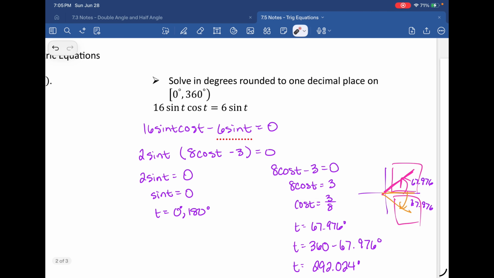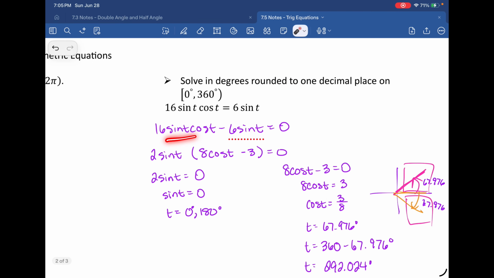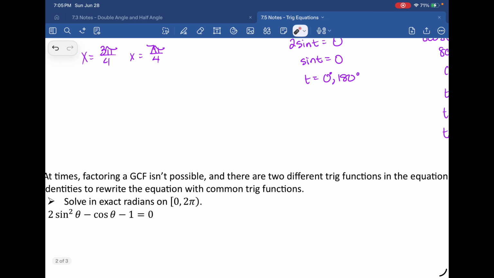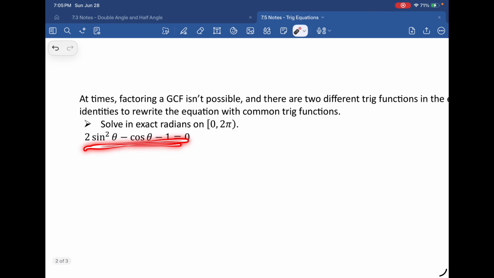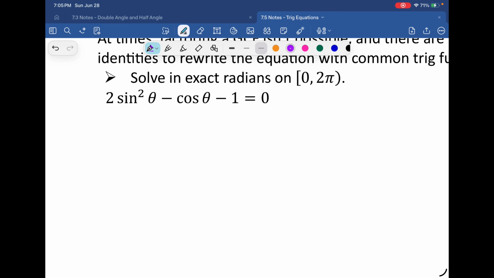On our previous example, I was able to factor out a sine. Okay, made life easy. Once I separated it out, this was one trig function here, one trig function there. I can't do that on this one, because I have this minus 1. There's no GCF. I can't do it. So I want to try and make the trig functions to be the same.